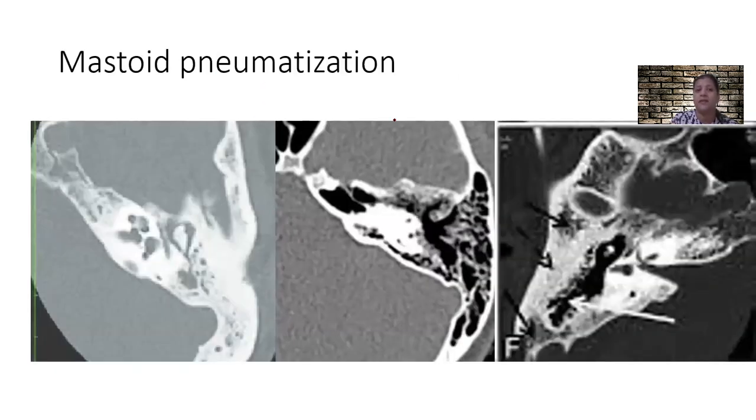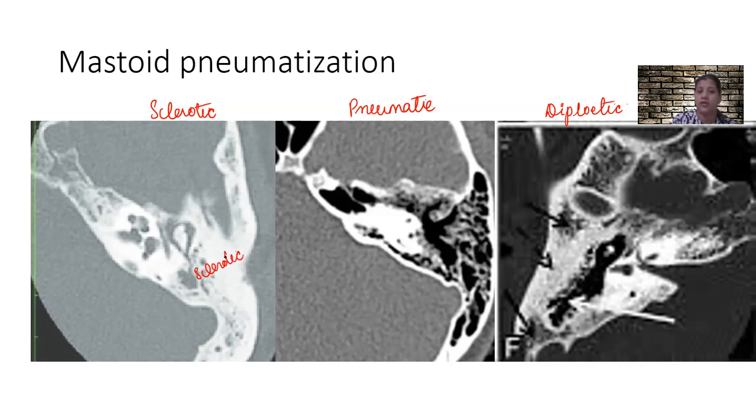Now we describe mastoid pneumatization into sclerotic, pneumatic, and diploic. So the prior ones were temporal bone cell tracts. Now what I'm telling you is the mastoid pneumatization. If the mastoid is completely bony without any air cell pocket, then we call it sclerotic type of pneumatization.